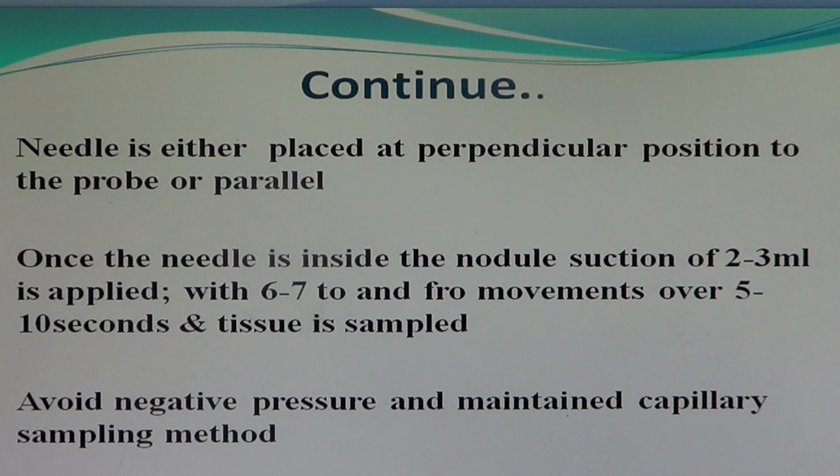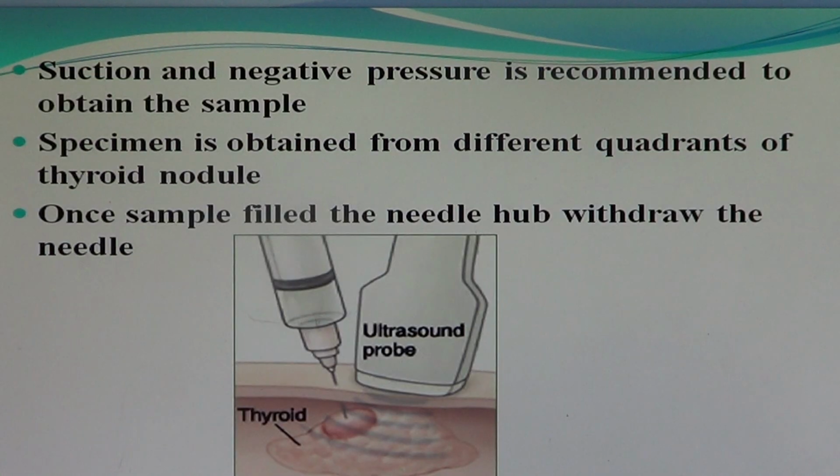It is advised to avoid negative pressure as it can cause microscopic hemorrhages and it may impair the results of cytology, and we need to maintain the capillary sampling method. According to some literature, suction and negative pressure is recommended to obtain the sample.